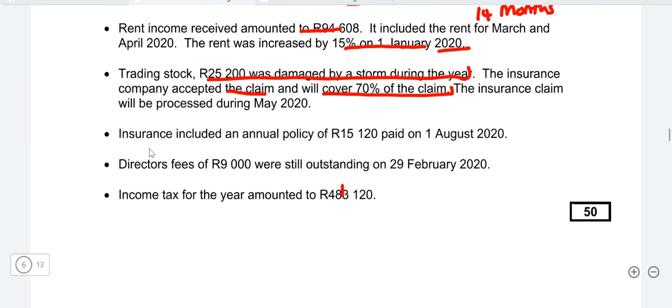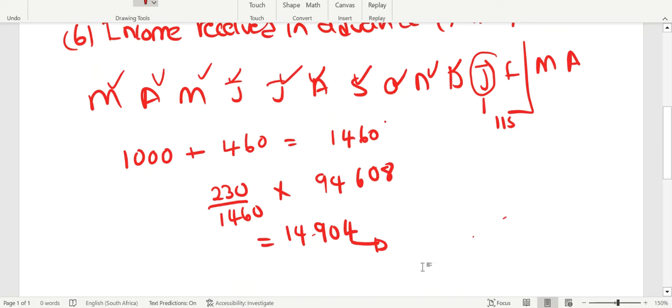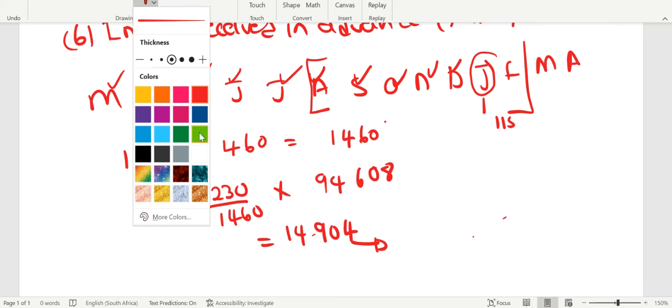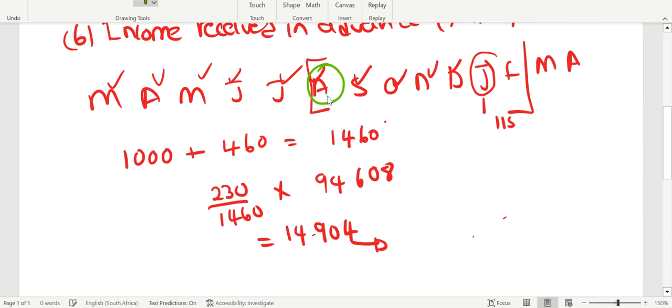Here they're saying that insurance includes an annual policy of 15,120 paid on 1 August 2020. When it's like this, you just check when your year starts. Remember, if they're saying it's an annual policy, this is for 12 months, so we can look at the information and check where this starts. So we are going to go back to our timeline. August starts here. Maybe we can use a different pen. So August starts here, meaning that we are going to start counting from August up until the end of the year. This is what we were supposed to cover.